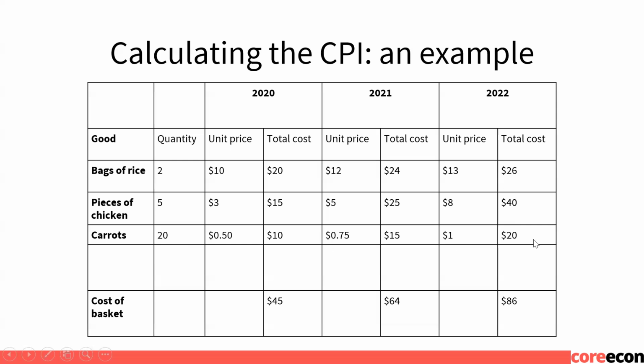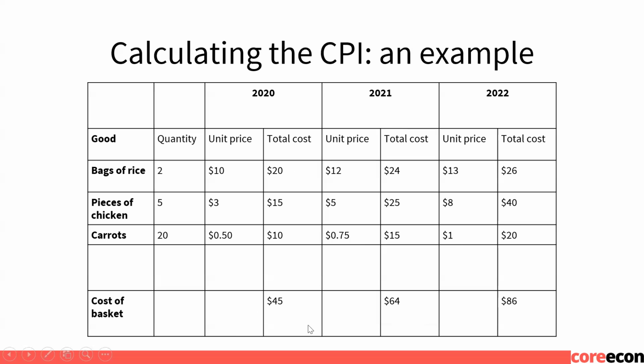So again, the prices are increasing in general, right? So here we didn't see any cheapening as far as I can see. We had 10, 12, 13, 3, 5, 8, 50 cents, 75 cents, and $1. So things in general got more expensive. So in 2020, this basket cost us $45, in 2021 it cost us $64, and in 2022 it cost us $86, right?